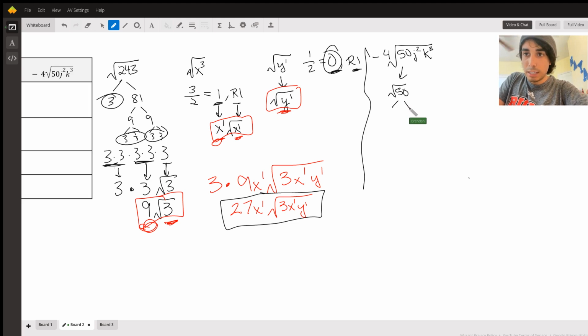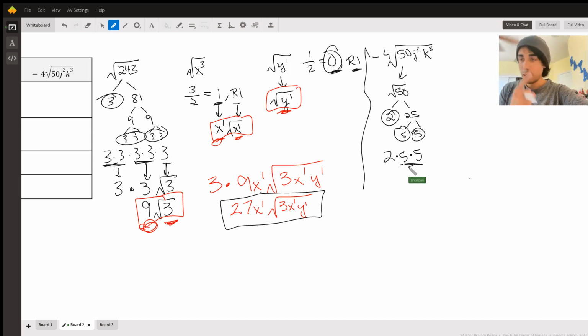So 50 breaks down into 2 and 25. 25 breaks down into 5 and 5. All right, so let's write all of our factors. A 2, a 5, and a 5. All right, so remember, for every pair, one of those is going to come out. So a 5 is going to come out. Whatever's left stays on the inside. Okay, so that's all we had to do for the 50.